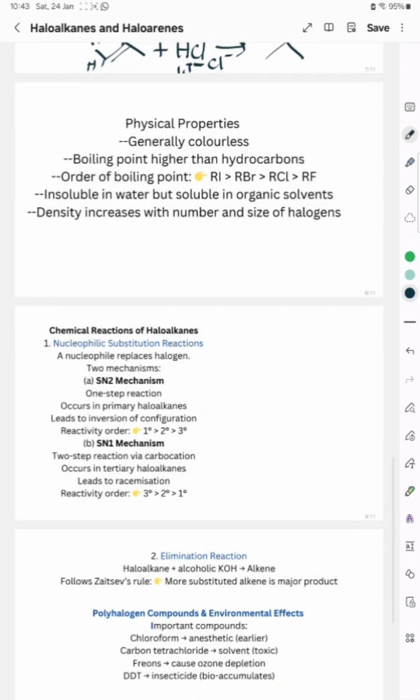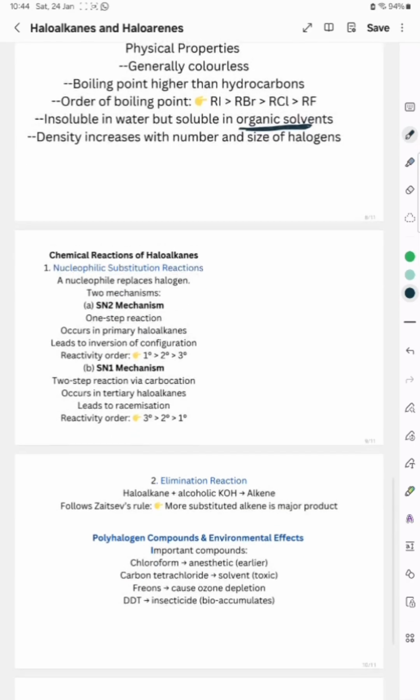We generally know that they are colorless and the boiling point will be higher than hydrocarbons. And the boiling point will increase as we go down the group. Insoluble in water but soluble in organic solvents. Density increases with the number and the size of the halogens. As these halogens are very heavy and the carbon is also heavy, here the density increases.